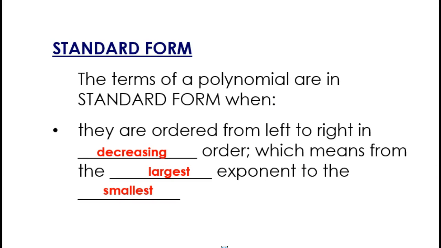We like to put our polynomial functions in what's called standard form. Standard form is pretty simple. You're going to order from left to right in decreasing order of the exponents, which basically means that the largest exponent term is on the left, and we go in decreasing order until we get to the smallest exponent term on the right. The smallest term can be the constant term, which does not have a variable attached to it.